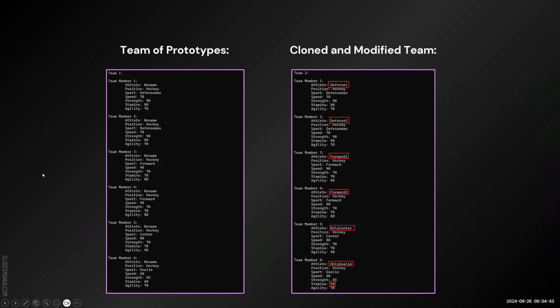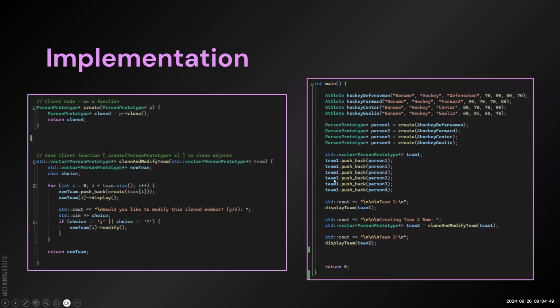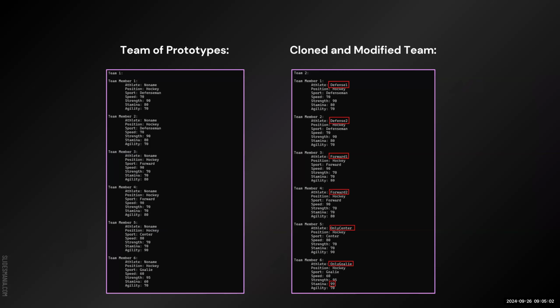So here is the output. The team of prototypes that I created, let me go back one slide. The team of prototypes is team 1, and team 2 is the team that clones these, and then I'll go through and change every name to show that the names can be changed, and maybe a different attribute, such as one of these ratings here. So we have the 2 defensemen that I mentioned from the prototypes. We have the 2 forwards that I mentioned from the prototype, and 1 center and 1 goalie.